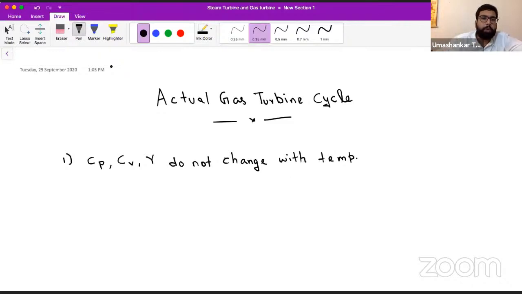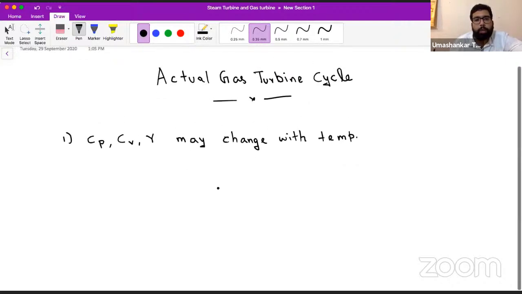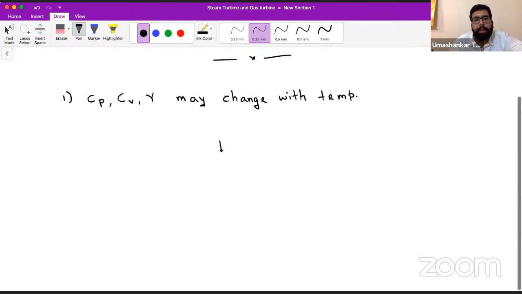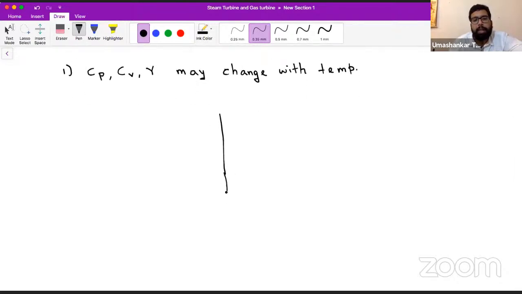If I want to go to the actual cycle, this may change with temperature. So in the actual gas turbine cycle, if Cp, Cv, gamma change with temperature, then how to do it? What changes will happen in your analysis and in your formula? Just see here what will happen.